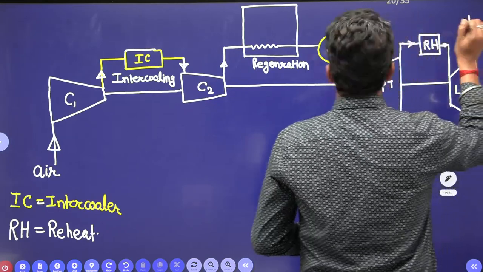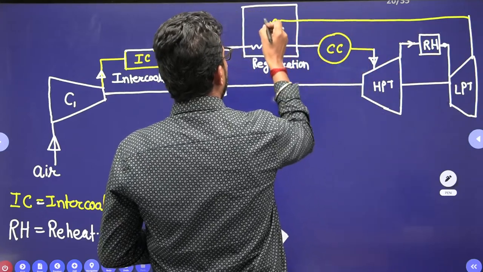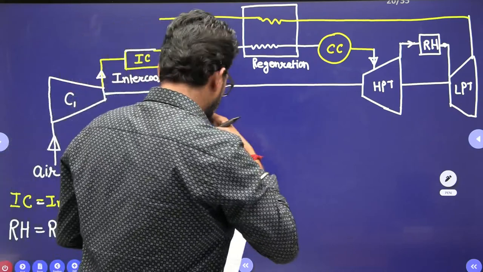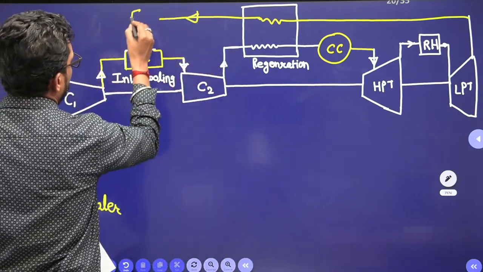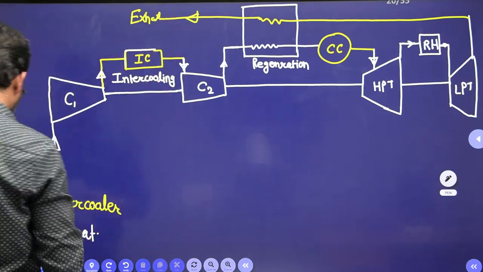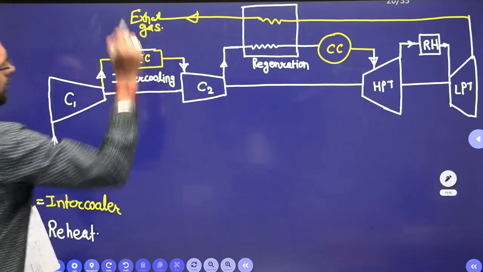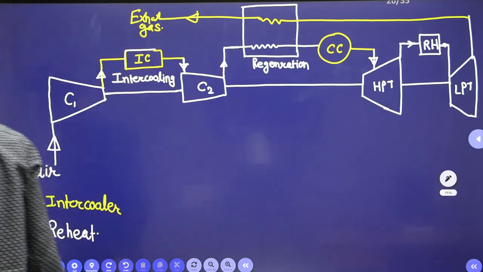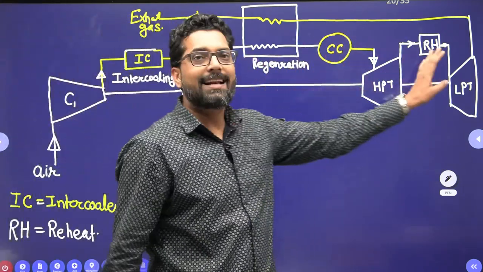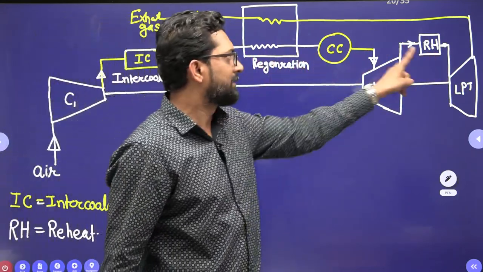Now it will expand and go to the heat exchanger, then it will exit as exhaust. Right, so exhaust gas. So this is your complete diagram: intercooler with regeneration, then reheat. First intercooler, then regeneration, then reheat.